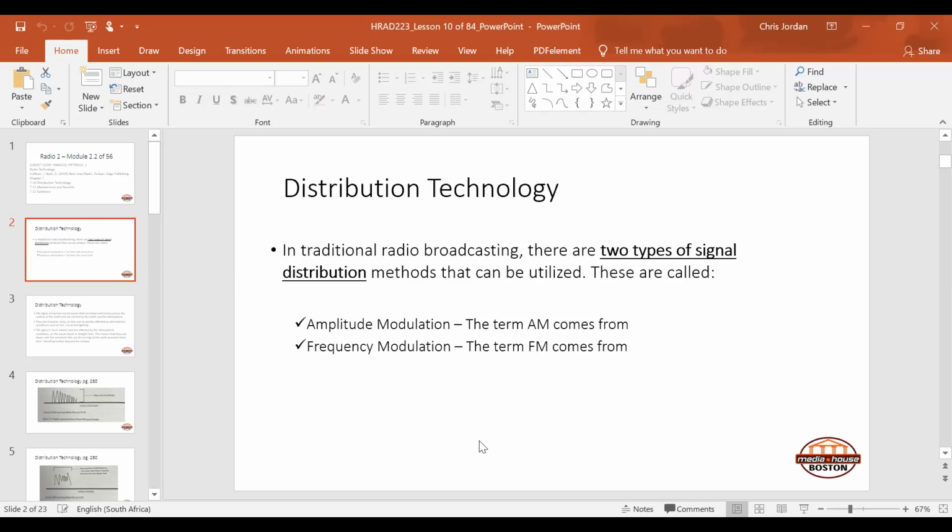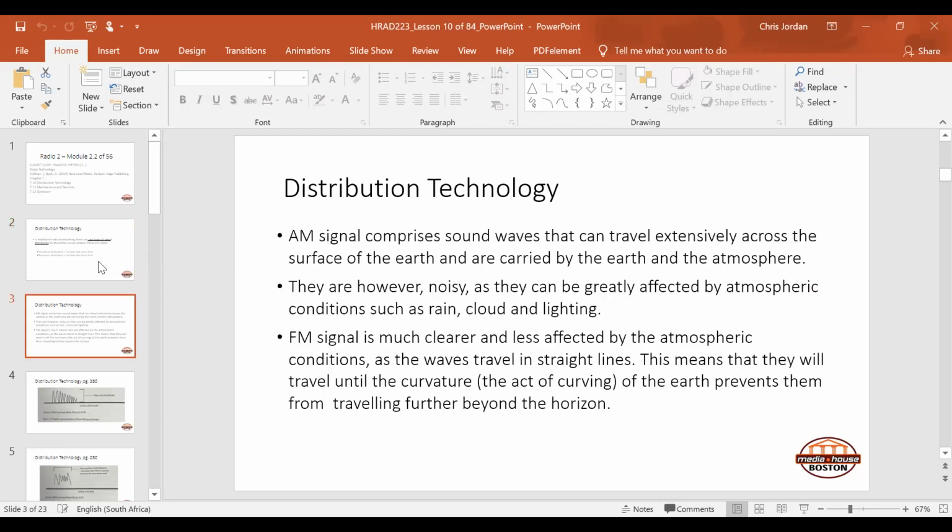Distribution technology has two types. We know AM and FM frequencies. Not a lot of us remember, including myself, what AM and FM actually stand for. Amplitude modulation is where AM comes from, and frequency modulation is the term for FM. What is the difference between these two frequencies?